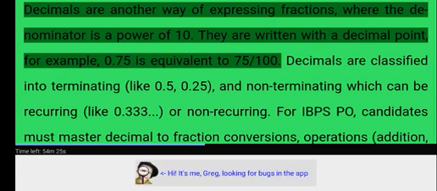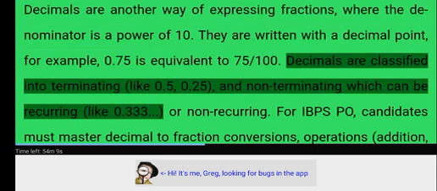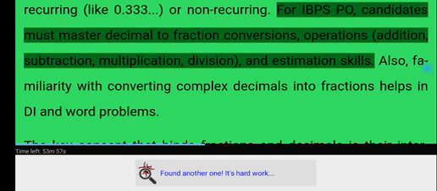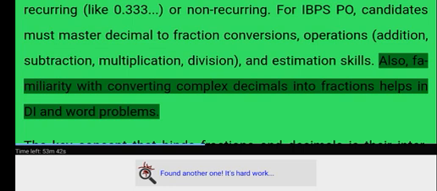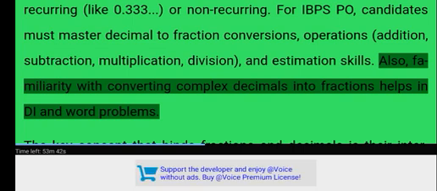Decimals are another way of expressing fractions, where the denominator is a power of 10. They are written with a decimal point. For example, 0.75 is equivalent to 75/100. Decimals are classified into terminating, like 0.5 and 0.25, and non-terminating, which can be recurring, like 0.333, or non-recurring. For IBPS PO, candidates must master decimal to fraction conversions, operations (addition, subtraction, multiplication, division), and estimation skills. Also, familiarity with converting complex decimals into fractions helps in DI and word problems.